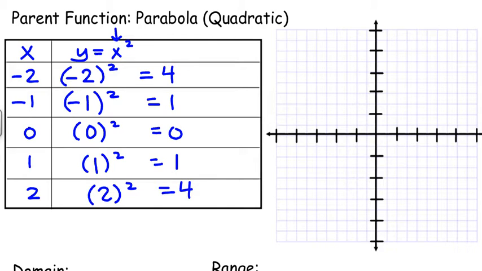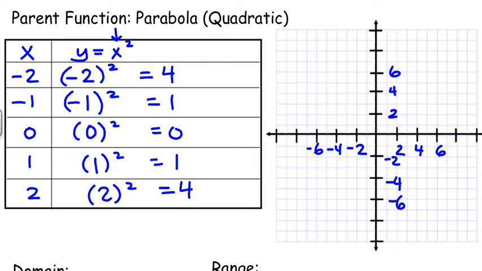So we're going to go ahead and graph these ordered pairs. On the x-axis, I'm just going to go by ones. So this represents 2, 4, 6, -2, -4, -6, and the same on the other axis.